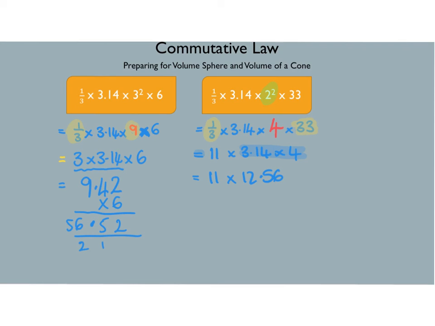Okay, last bit here, 11 times 12.56, that's the same as doing 10 times 12.56 and 1 times 12.56. So if I multiply it by 10, move all the digits across one place. Okay, and multiply by 1. Oh, that doesn't change anything. So it stays as 12.56.